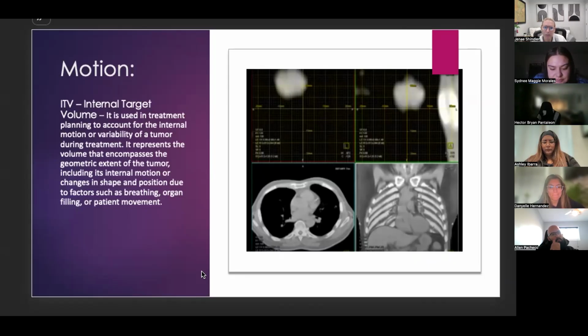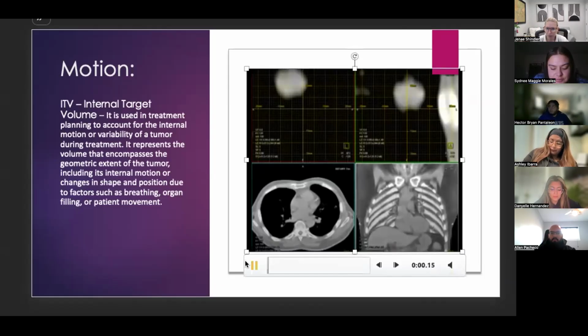The ITV specifically means that there's the opportunity for motion to happen inside of the lung due to breathing. And what does this mean? What kind of margin am I going to give this volume to make sure that I'm not going to miss it?